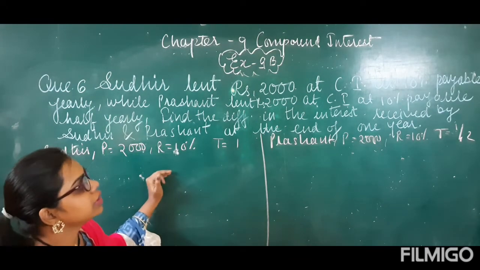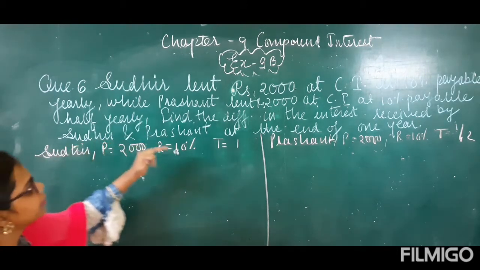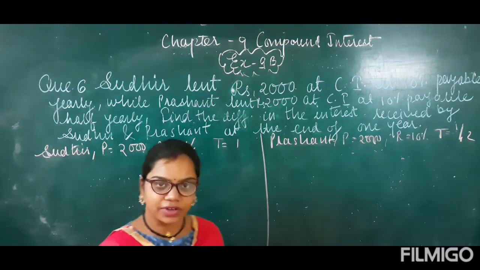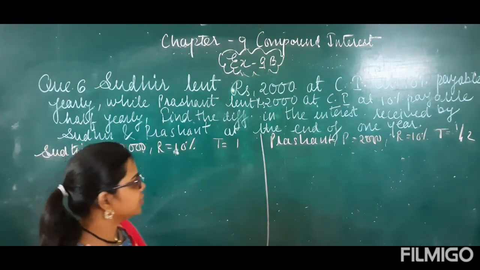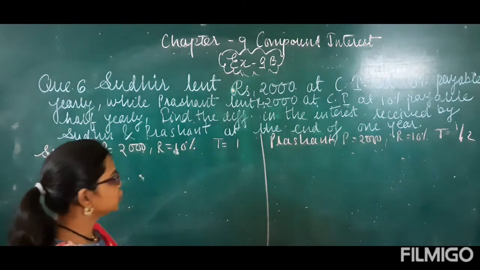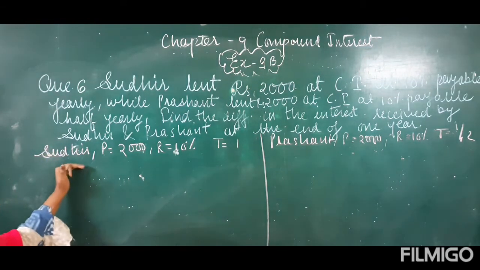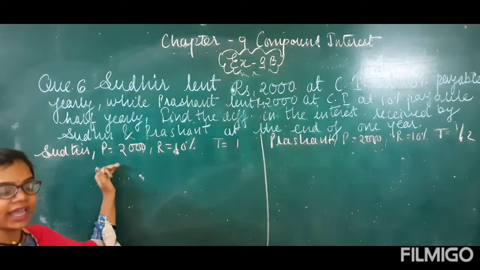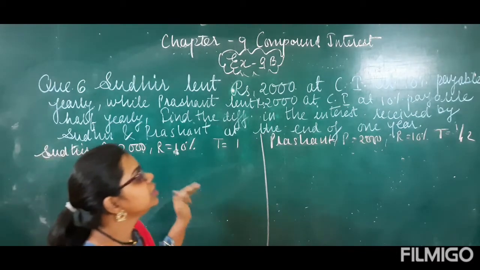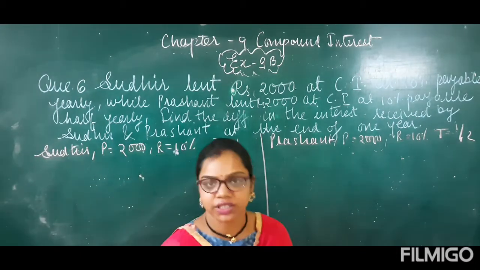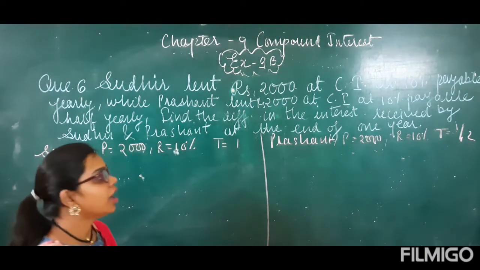First you have to take out the interest received by Sudhir and Prashant at the end of 1 year. So you have to find out the difference in the interest which is received by both Prashant and Sudhir at the end of 1 year. So first in this condition we will find out the amount and the compound interest but yearly, and in the condition of Prashant we will find out the amount and then compound interest but half yearly.